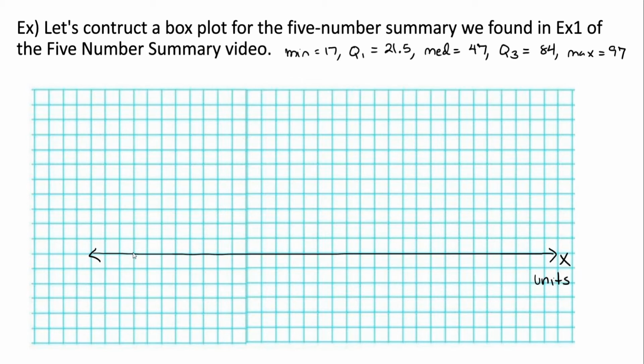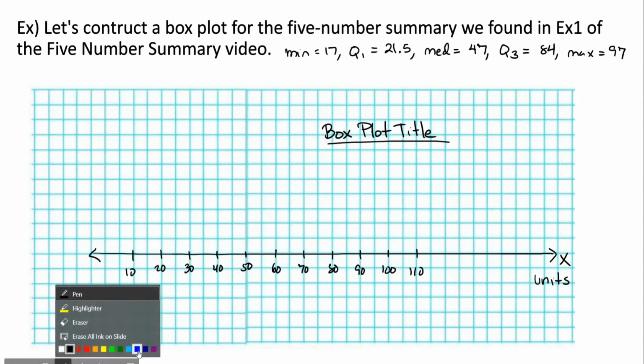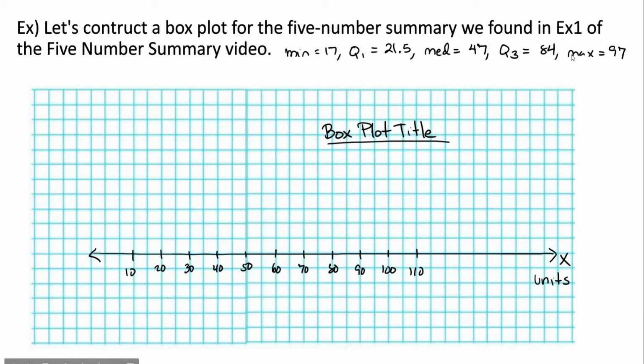Now we're going to start by, let's count by 10s. So we've labeled our axes. We need a title for this. So we'll just title it box plot title. Again, if you're told that the data has to do with something specific, you should give the box plot a title having to do with whatever the data is about. And now we'll go about marking the 5-number summary on our graph here. So we'll mark points for each of these.